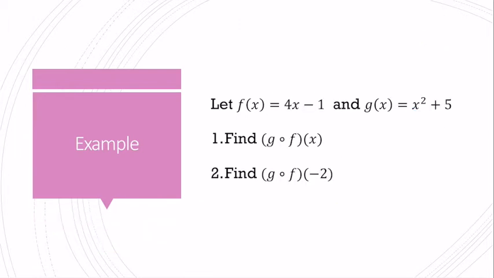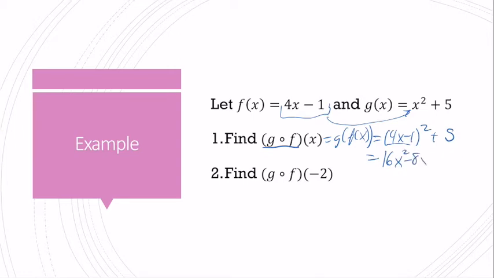For our next example, let f of x equal 4x minus 1 and g of x equal x squared plus 5. This time I want g composed with f. So that's going to be g of f of x. Now I'm going to be substituting f of x in for x in g. So I have (4x minus 1) squared plus 5. (4x minus 1) squared is going to be 16x squared minus 8x plus 1, plus 5. So I have 16x squared minus 8x plus 6.